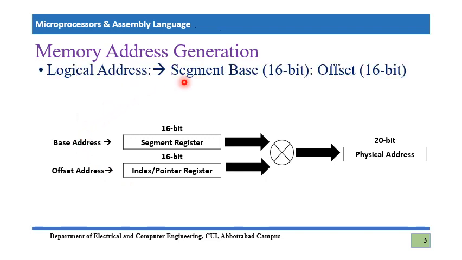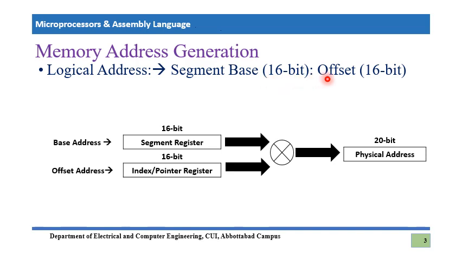A logical address is a combination of two addresses, as I told you: the segment base address, a colon, and the offset, which is also 16 bits. They are written in a specific format. First we write the segment base address, then a colon, and then the offset address, which is again 16 bits. Just to recall, the segment base address is stored in segment registers, and we have four varieties: the code segment register, stack segment register, data segment register, and extra segment register.